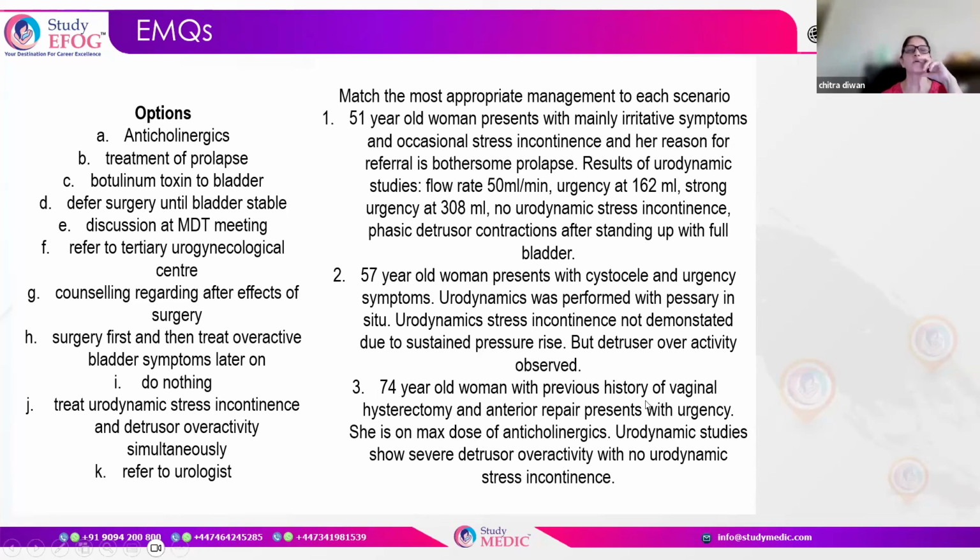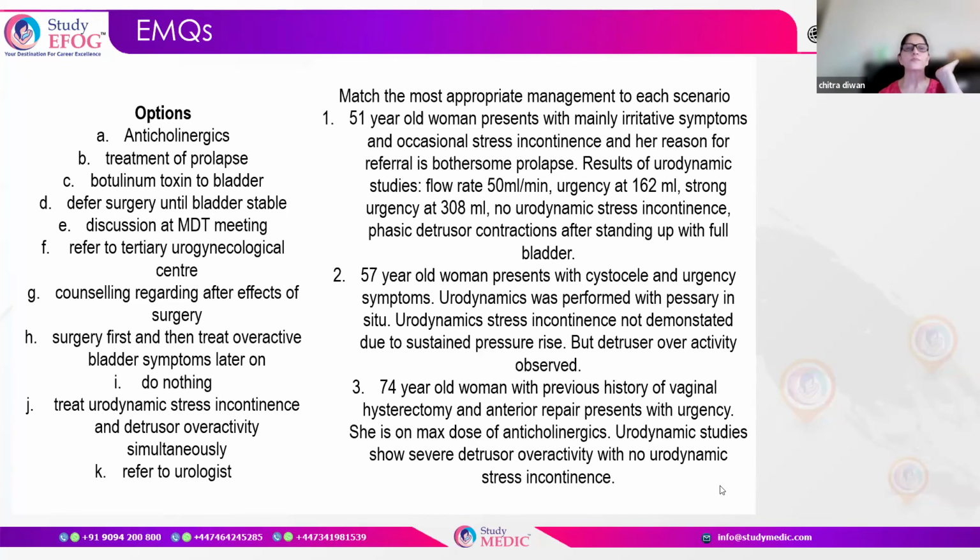So the first question here is, you have a 51-year-old woman who is presenting with mainly irritative symptoms, occasional stress incontinence, and the reason for her presentation is a bothersome prolapse. She has undergone urodynamic study in which the flow rate is 50 ml per minute. She has urgency at 162 ml. She has strong urgency at 308 ml.